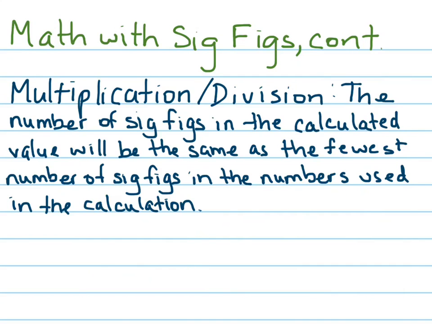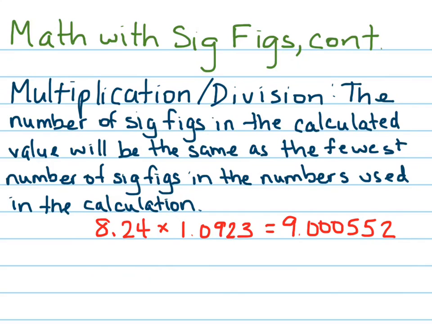If we multiply or divide, then the number of significant figures in the calculated value will be the same as the fewest number of significant figures in the numbers used in the calculation. That sounds really convoluted, but let's look at what it looks like in an example. So if I take 8.24 times 1.0923, if I put this into the calculator, I get 9.000552.